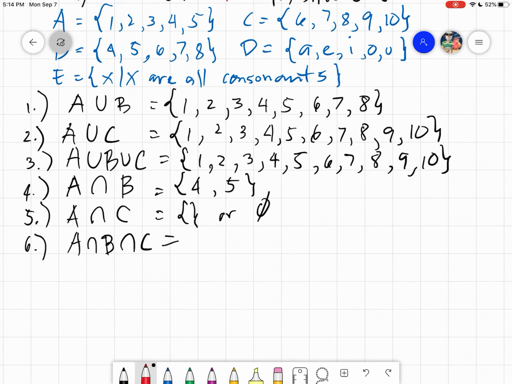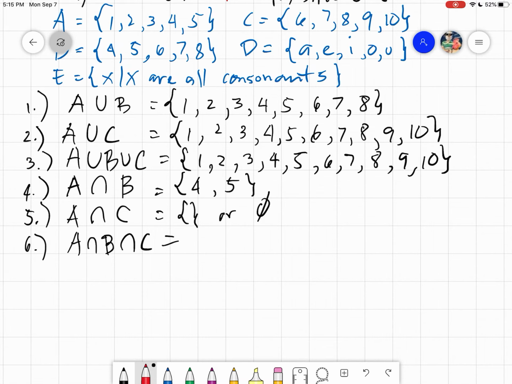A has 1, 2, 3, 4, 5 and B has 4, 5, 6, 7, and 8. So let's check. 4 and 5 are in B, but 4 and 5 are not in C. So therefore they are not similar. Next one, let's check. How about B and C? The only elements that are similar in B and C are 6, 7, and 8. But 6, 7, and 8 are not in A. So again, only 4 and 5 are in B, but 4 and 5 are not in C. So therefore, there are no common elements between the three for those two elements.